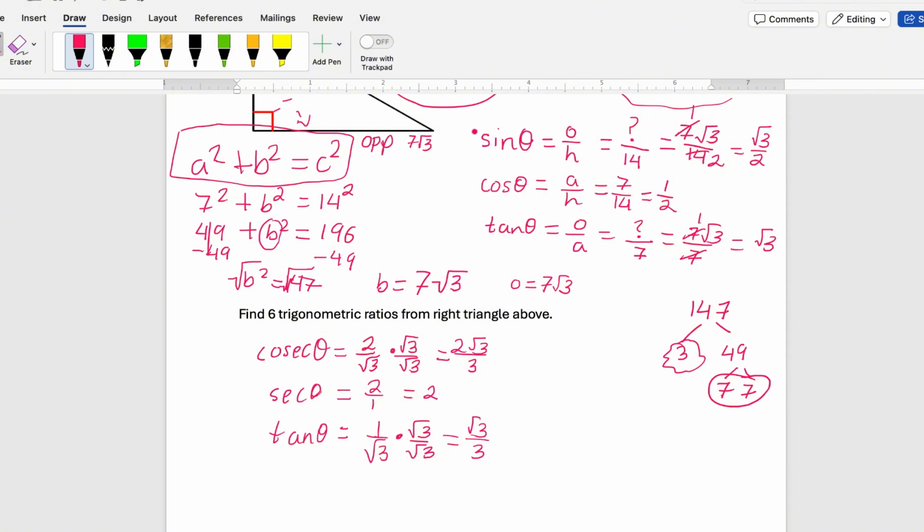So here go my 6 trigonometric ratios: sine theta, cosine theta, tangent theta, cosecant, secant, and cotangent.